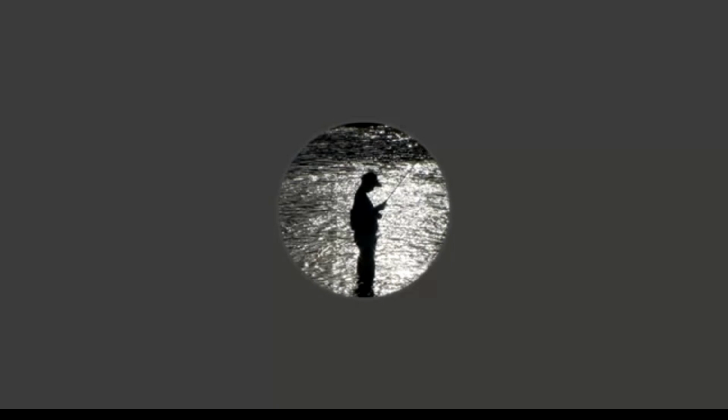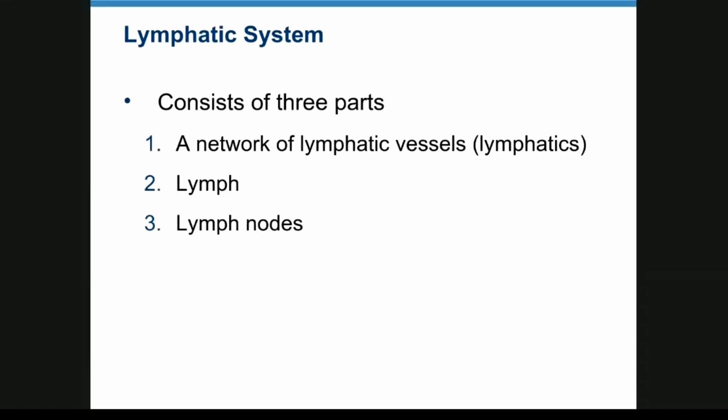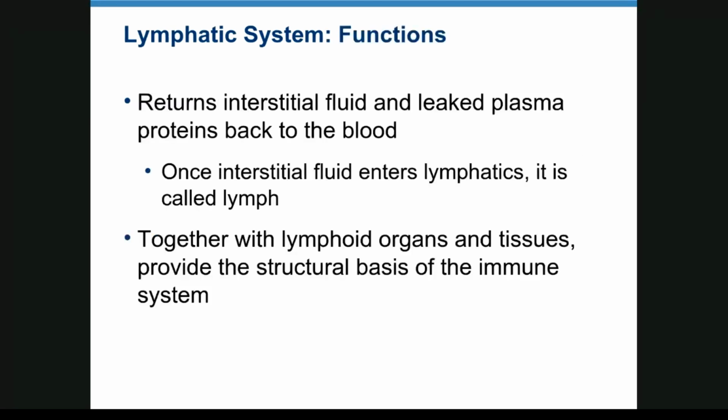This lesson is on the lymphatic system. The lymphatic system consists of three parts: the lymphatic vessels, the lymph, which is the juice, and the lymph nodes, which filter lymph. The function of the lymphatic system is to return leaked plasma proteins back into the bloodstream. If the interstitial fluid enters the lymphatics, it becomes lymph. And together with the lymphoid organs and tissues, the lymphatic system is the structural basis of the immune system.